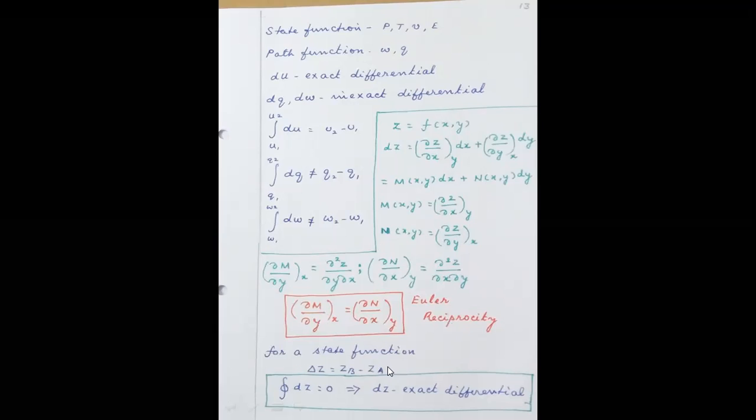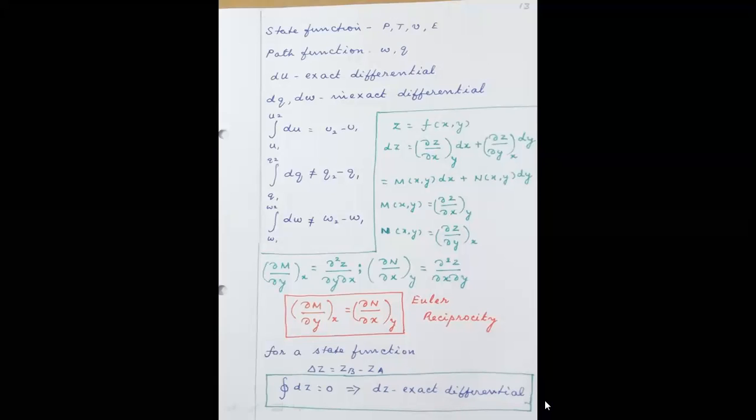So for a state function, Δz is zB minus zA, or I can write like this. See, if I put an integral like this, it means that this is a cyclic process. Cyclic process means a system goes from a state A to state B, and then it comes back to state A. So in a cyclic process, if you integrate dz, that will be equal to 0. This is called an exact differential.